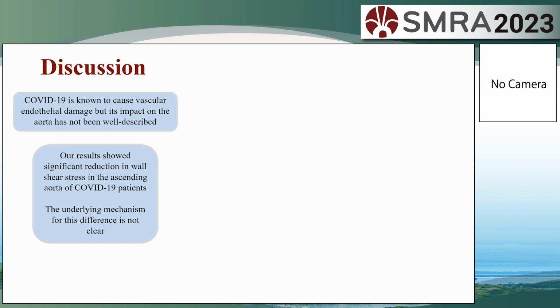So in summary, we know that COVID-19 has several effects on the vascular system, but its impact on the aorta hasn't been well described so far. Our results showed significant reduction of wall shear stress in the ascending aorta in COVID cases compared to the volunteers, healthy subjects. But the underlying reason for this difference is not clear yet.